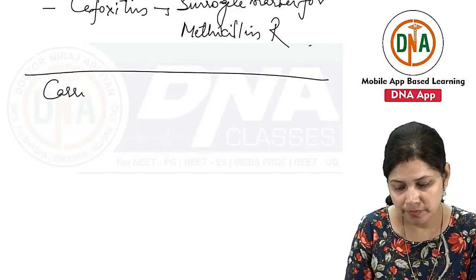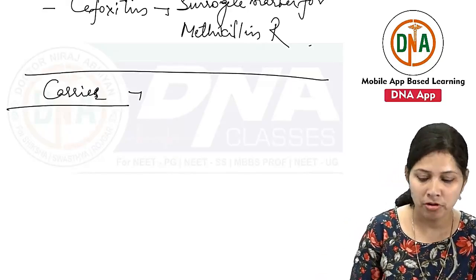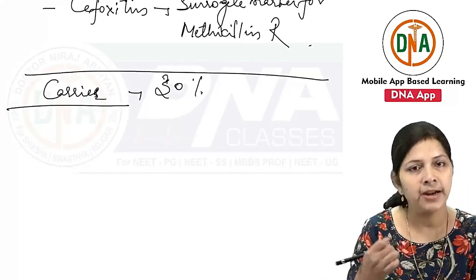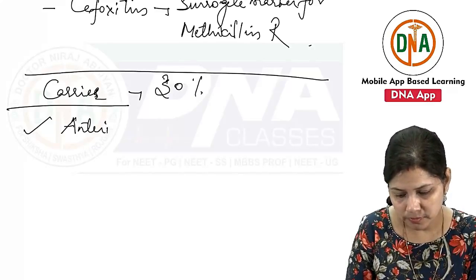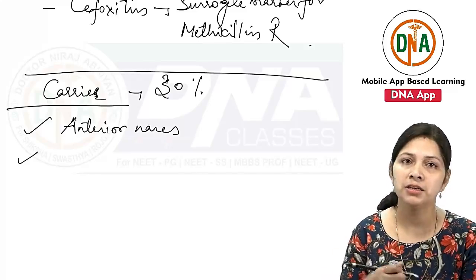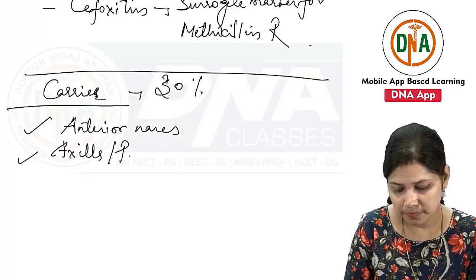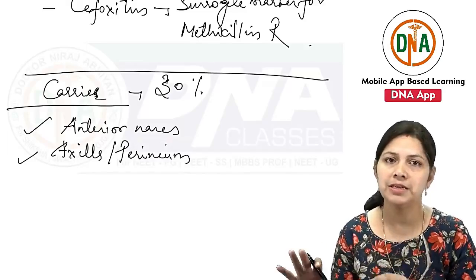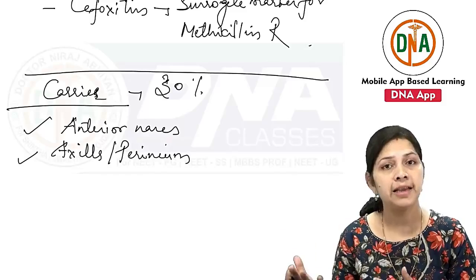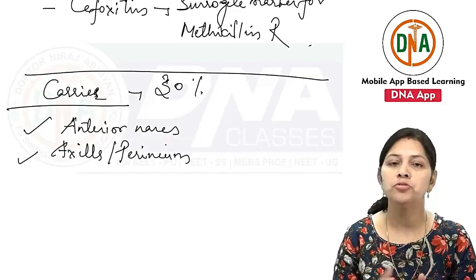Okay, so up to 30% of people are acting as carriers for Staphylococcus aureus, and the most common site is the anterior nares, and the other sites are the skin folds like axilla and perineum. Okay, so at all these sites it is present as a commensal, and the people will be acting as carriers. They may transmit the infection from one place to another, or from one person to another.